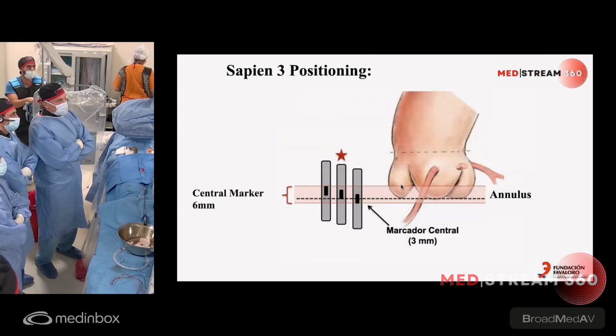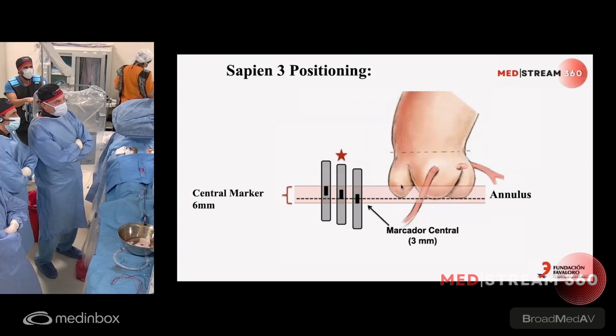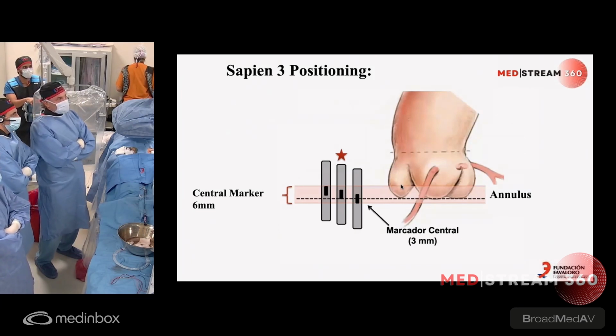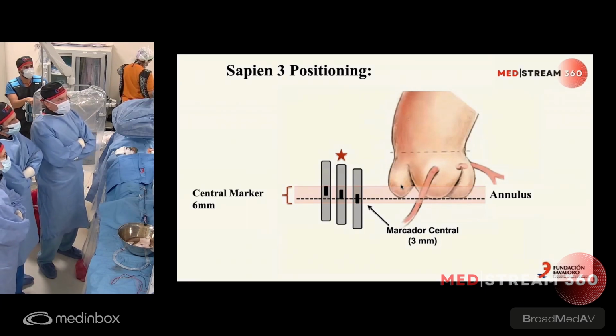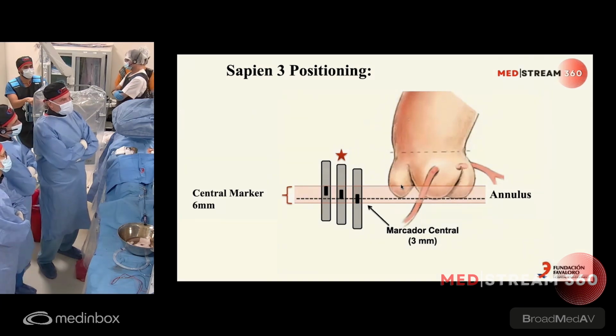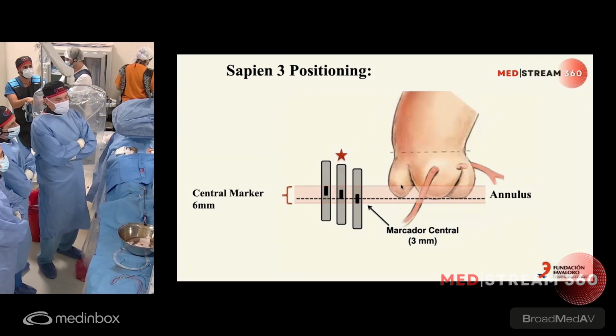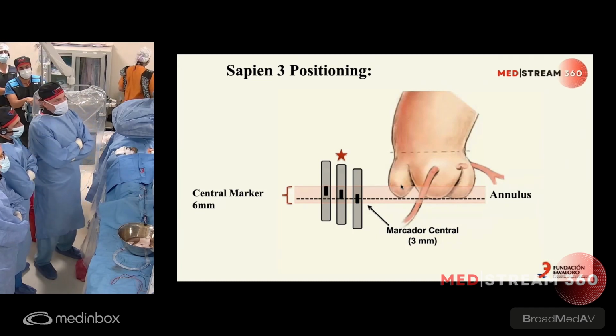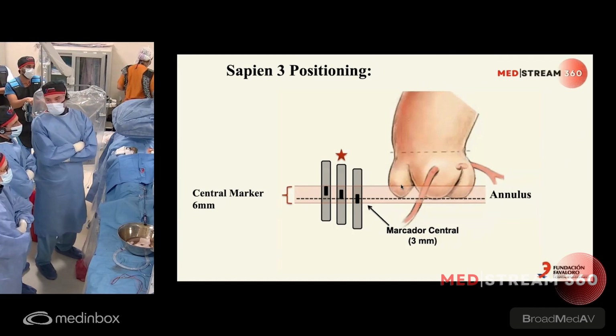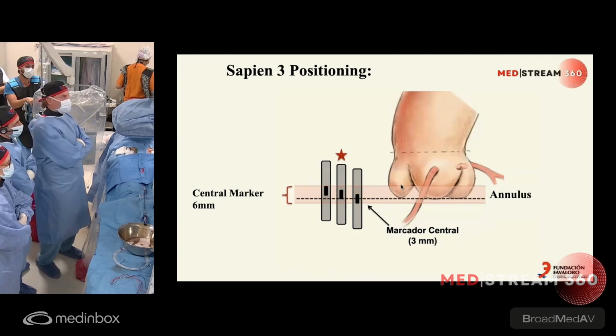So we have to manipulate the valve to go not too deep, but not too high, trying not to touch this calcification on the sinotubular junction, which was shown before. So we have this central marker, and the idea is to go probably 3 millimeters below, but if we see that the valve is touching the sinotubular junction, we can go probably 1 millimeter below just in case.